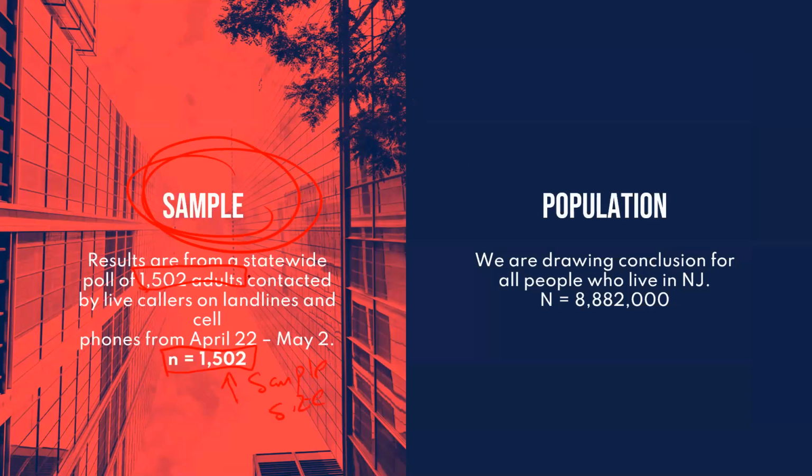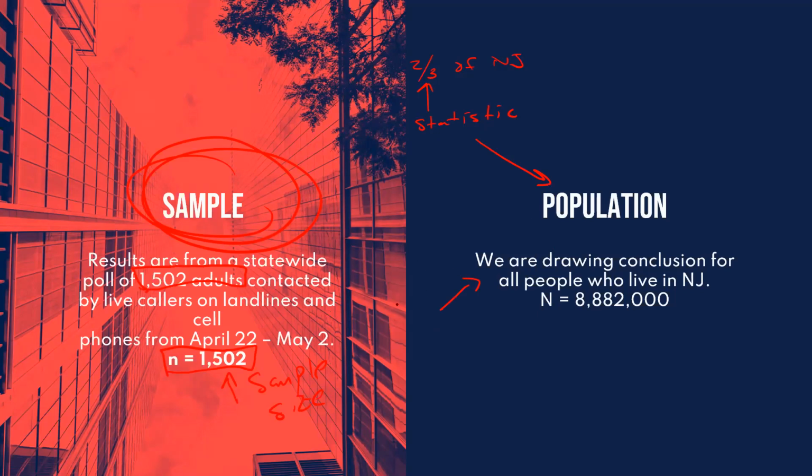All right, and this was by live callers on landlines and cells. From here, you can see that when she said something like two-thirds of New Jerseyans, this is a statistic. And it's okay to use this to say something about the entire population. So we are drawing a conclusion, and it's okay to actually do this.